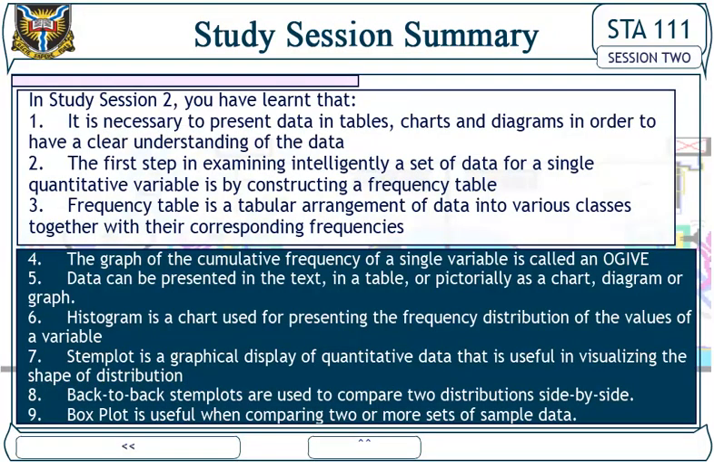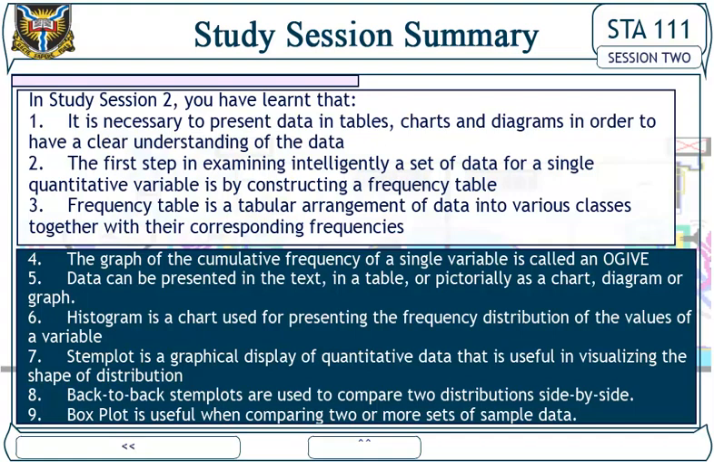Summary. In study section 2, you have learned that: 1. It is necessary to present data in tables, charts, and diagrams in order to have a clear understanding of the data. 2. The first step in examining intelligently a set of data for a single quantitative variable is by constructing a frequency table. 3. A frequency table is a tabular arrangement of data into various classes together with their corresponding frequencies. 4. The graph of the cumulative frequency of a single variable is called an ogive.